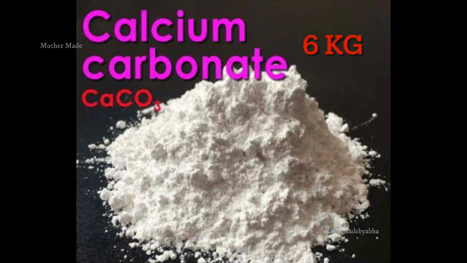Proper mixing is very important for making good quality emulsion paint. The quantity of calcium carbonate should be 6 kg. Calcium carbonate is available in different meshes. Take around 800 to 1000 mesh calcium carbonate. Mix it very thoroughly so that you will get a smooth, shiny emulsion paint.